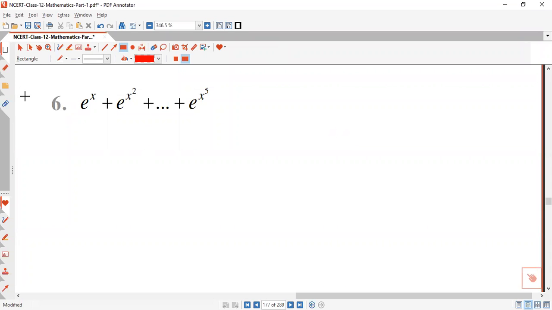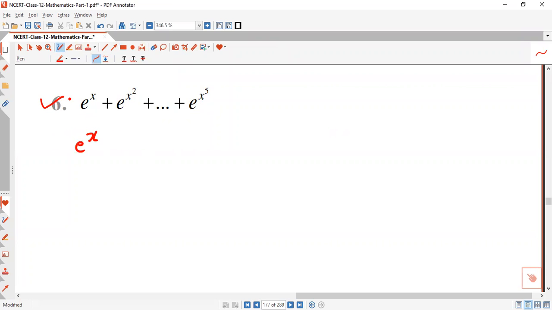So now we do question number 6. Differentiate this function with respect to x. Let me write down the function. We have 5 terms, so I will write down all the 5 terms. Okay, we will differentiate. E raised to x, differentiation is e raised to x.